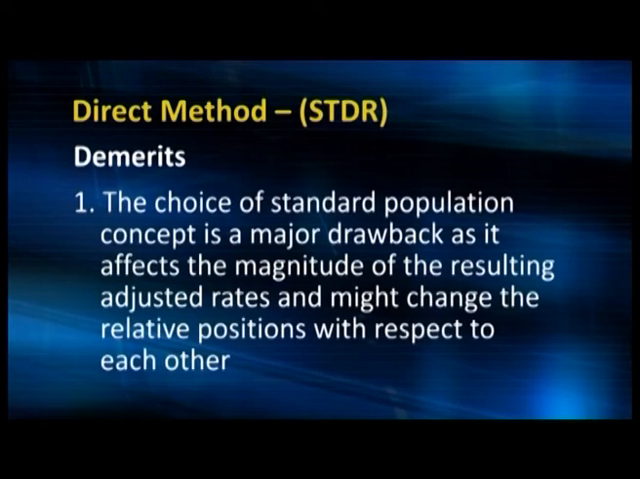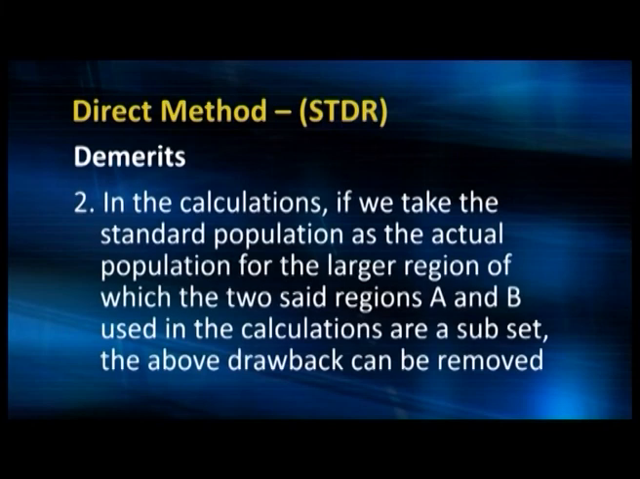The choice of standard population is a major drawback as it affects the magnitude of the resulting adjusted rates and might change the relative positions with respect to each other. However, in the calculations, if we take the standard population as the actual population for the larger region, of which the two said regions A and B are a subset, the above drawback can be removed.